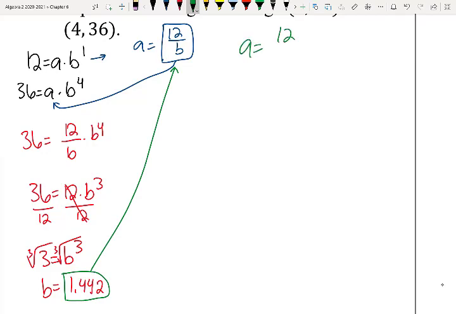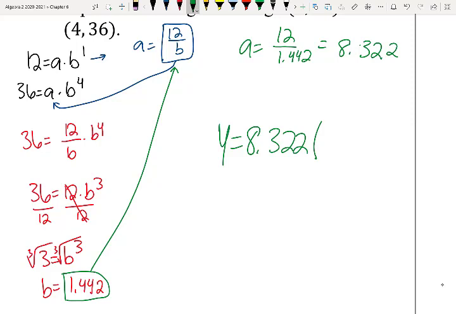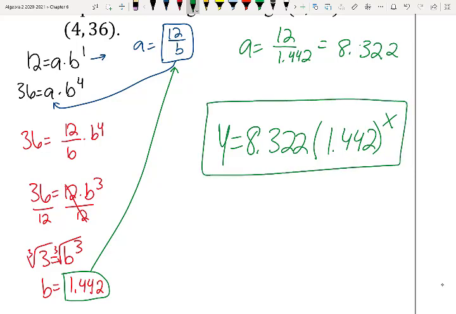So if a is 12 divided by 1.442, I'm going to go ahead and just, again, grab my calculator. 12 divided by 1.442. We should end up with an a value of 8.322. So putting those together, my final answer should be a equals 8.322 times 1.442 to the x power. Not the prettiest of equations, but for as ugly as it's going to get for us, that wasn't so bad.